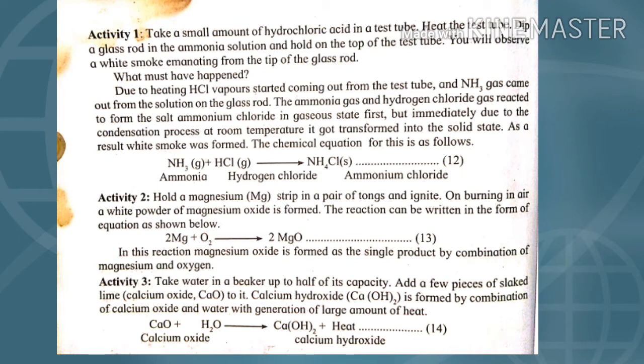Third example is calcium oxide reacting with water. Calcium hydroxide is formed. During this process a large amount of heat is generated. So the chemical reaction is CaO plus H2O gives Ca(OH)2 plus heat energy. In this way we have discussed combination reaction.